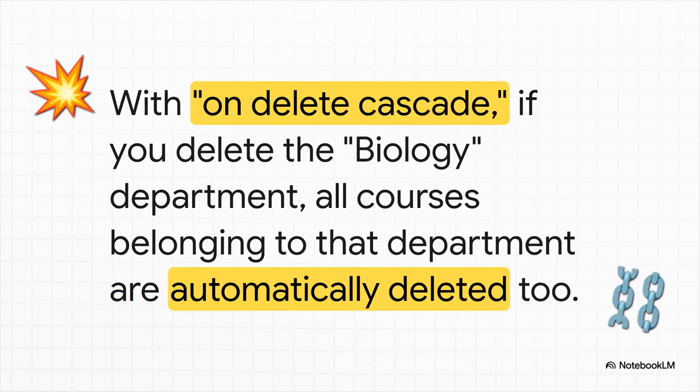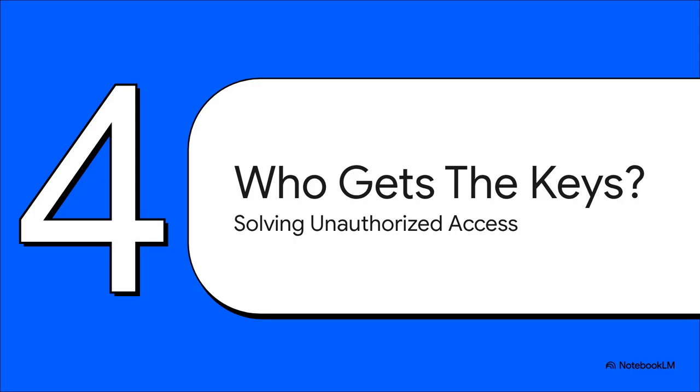And this is where things get really, really powerful. You can actually set up a rule that says, hey, if I ever delete the biology department, just go ahead and automatically delete all the courses that belong to it. It creates this helpful chain reaction, a cascade, that keeps all your data clean and consistent without you having to lift a finger.